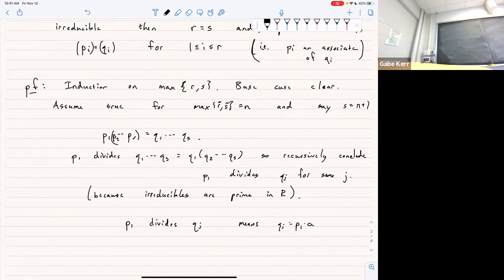That something is a unit. They may not be equal, but they're still associates. Qj is irreducible, and P1 is not a unit.